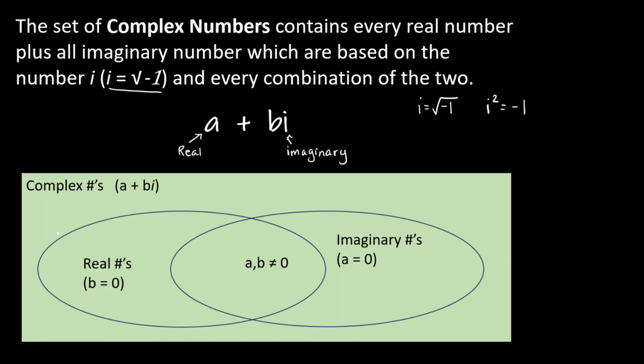Now this Venn diagram here shows how they're broken up. So the whole box there is the set of complex numbers. If the b is 0, then the imaginary part goes away and we just get the real numbers. If the a part is 0, then the real part goes away and we get the imaginary numbers. If a and b are not 0, then we get this set in the middle that will look like a plus bi because neither of them are equal to 0.